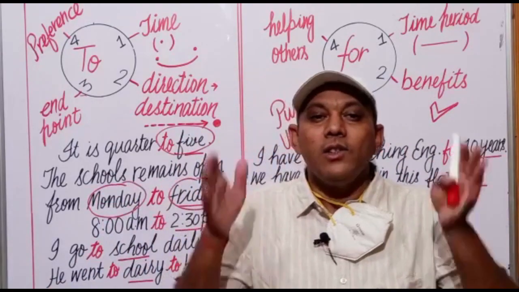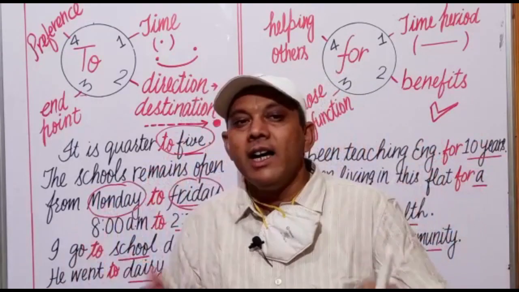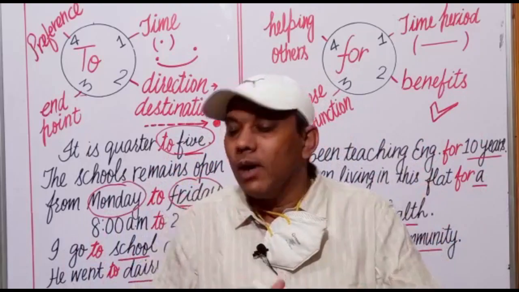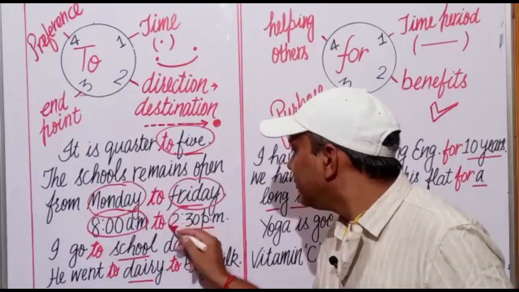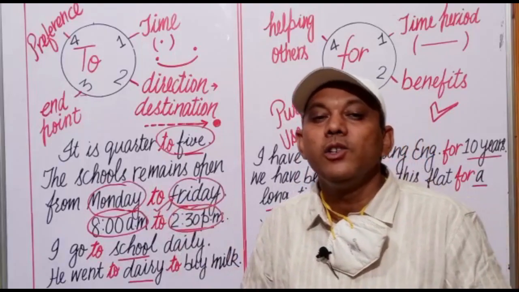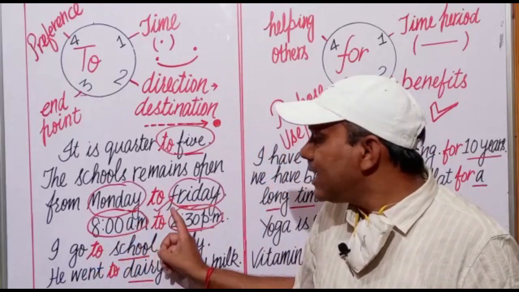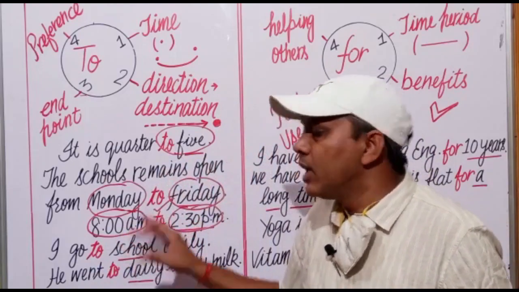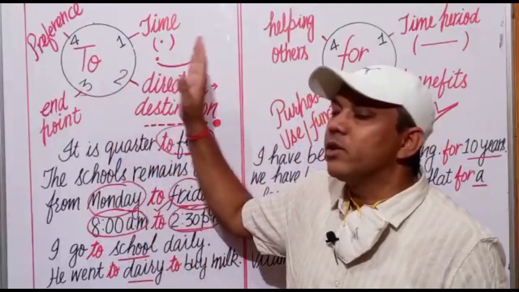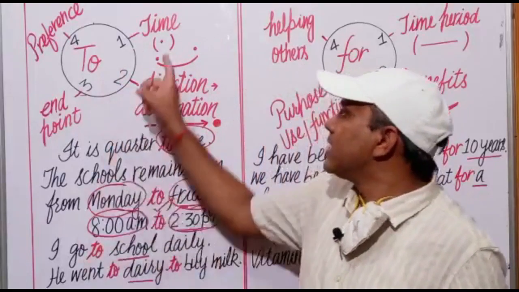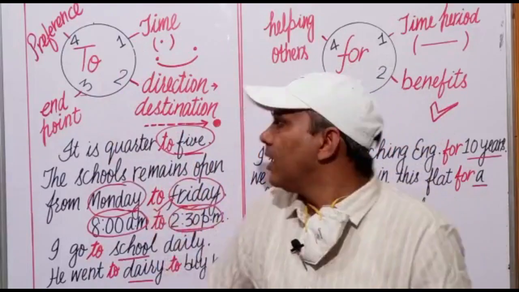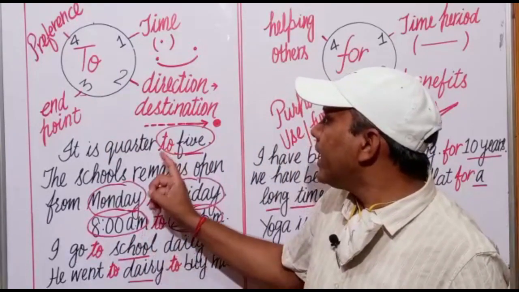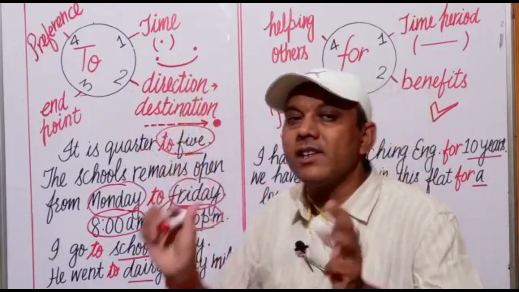और we can say the schools of Haryana remain open from 8 a.m. to 2:30 p.m. Again, there are 2 points of time and they are joined by to. Here, this acts as a preposition to join these 2 points of time. In this way, we use to mention or to refer to time, a point of time or 2 points of time. Another usage of to is direction or destination.